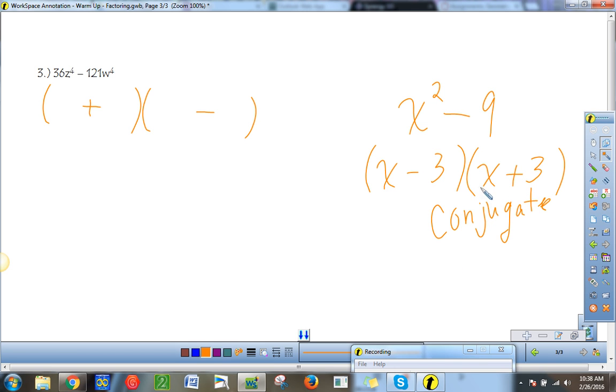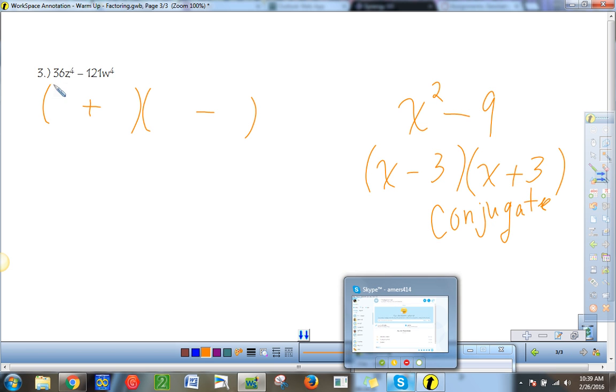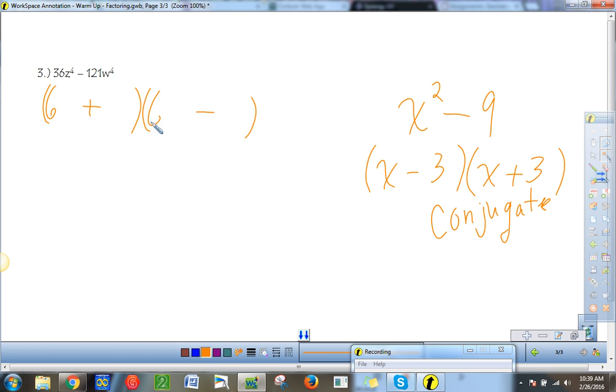So how do these compare to each other? 9 is what kind of number? It's a perfect square, right? So we're square rooting everything. That's kind of what we're doing. So what's the square root of 36? 6. What's the square root of z to the 4th? Z squared. Very nice. What's the square root of 121? 11, yeah. And then w to the 4th square rooted? W squared.